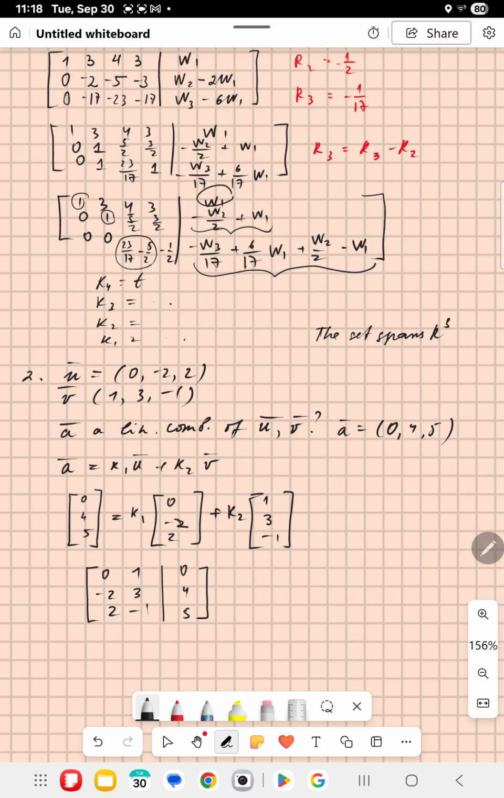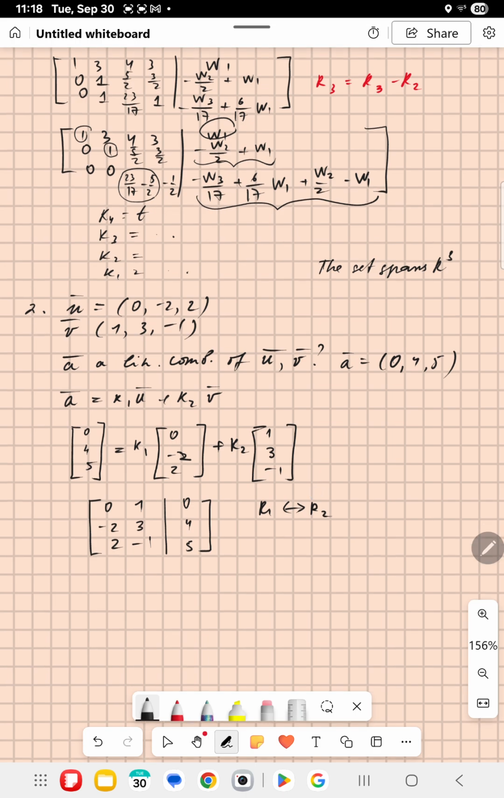What I see doesn't look very good to me because my first place is taken by 0. Maybe I should exchange row number 1 and row number 2 to have something non-zero in the first place, right? -2, 3, 4, 0, 1, 0, 2, -1, 5. Well, just to start Gaussian elimination, right?